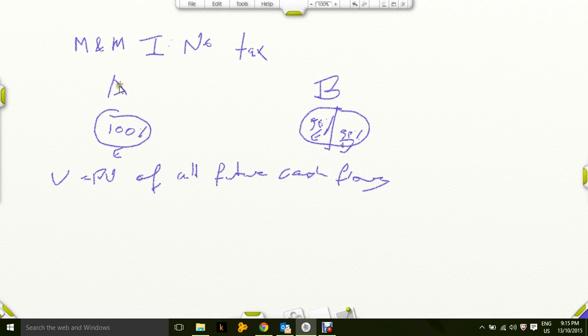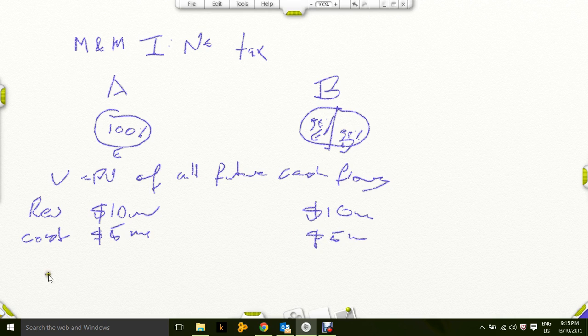So if you look at it this way, let's take firm A and B and just have a look. So we start with the revenue of the firm, and let's just say it's $10 million for each firm. And then we want to look at the costs, and we're just going to say $5 million each. So we're looking at the income statement here basically. And that's going to give us earnings before interest and tax. In this case it's 5 million, and over here it's 5 million.